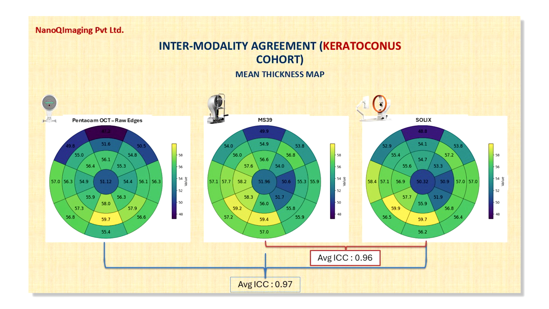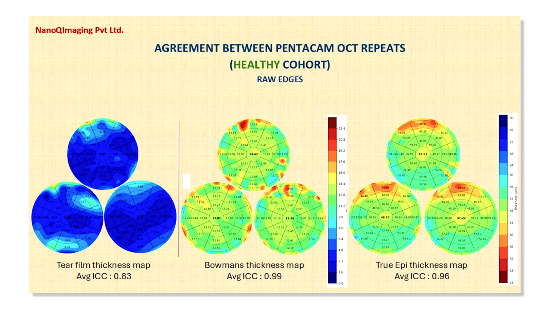Surprisingly, in keratoconus, where you would expect the repeatability and ICC to be on the lower side, Pentacam OCT actually did better in comparison to the other 2 devices, with an ICC of 0.97 and 0.96. So even if you're looking at an irregular cornea, the epithelial mapping is much more predictable and repeatable with Pentacam OCT, taken with the raw edges.